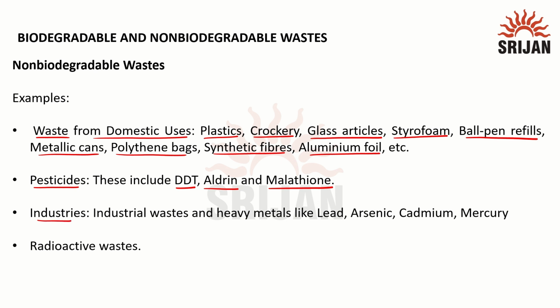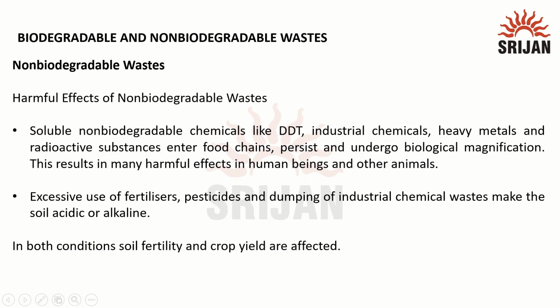Industries also produce certain wastes such as heavy metals like lead, arsenic, cadmium, mercury. Then we have radioactive waste. Once the work is over, the leftover radioactive wastes are dumped in soil. Now we will see what are the harmful effects of these non-biodegradable wastes. First, soluble non-biodegradable chemicals like DDT, industrial chemicals, heavy metals and radioactive substances can enter the food chain. They will persist in the food chain and undergo something known as biological magnification.